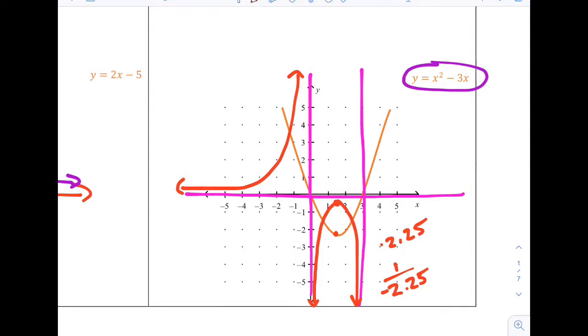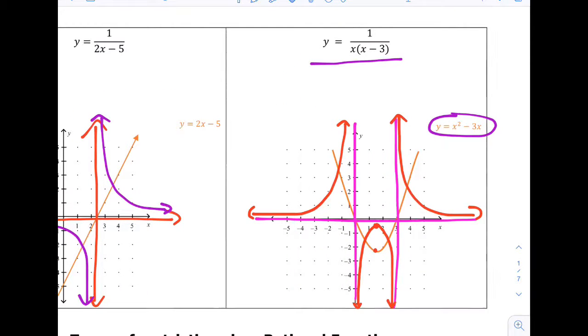And then finally, it's going to be up in the top right-hand corner. So the only possibility is that it looks something like that. And that's how we end up making a sketch of the reciprocal of that original function up top.